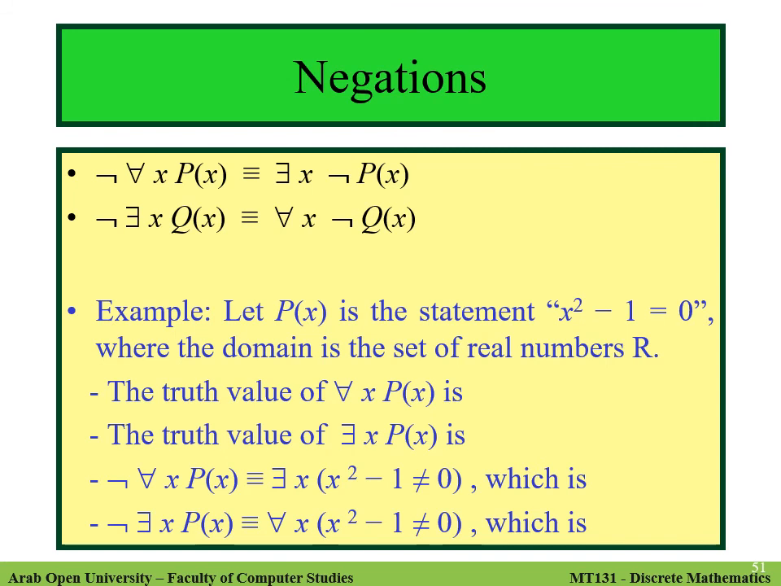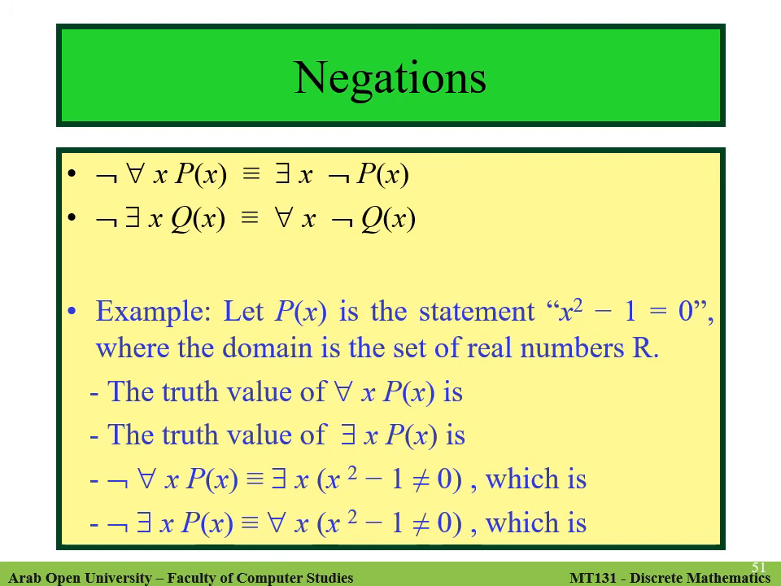For the existential quantification, without the negation, there exists an x such that Q of x means that Q of x is true for some value. So the negation should be Q of x is not true for any value. And that can be written as for all x, not Q of x.